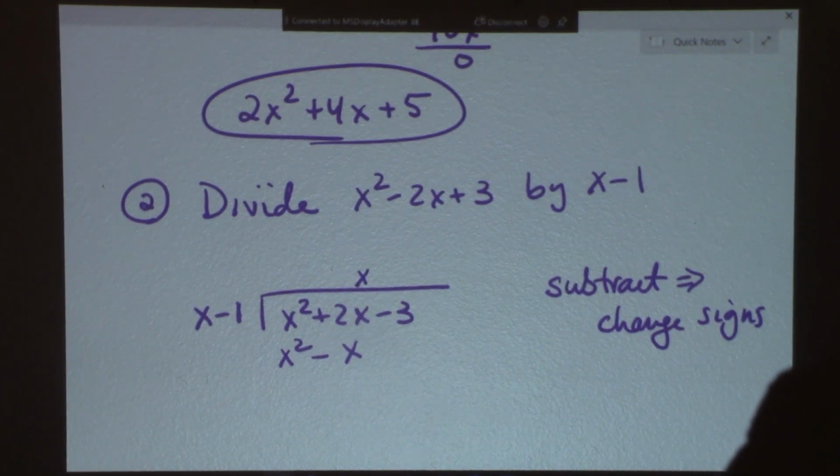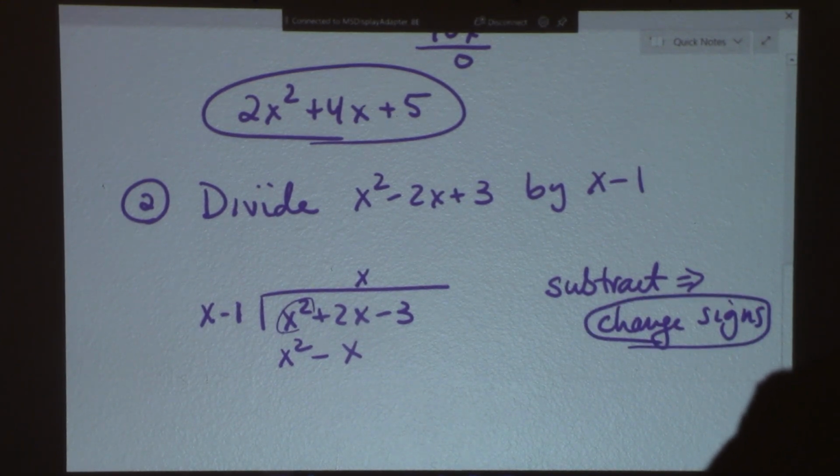So I asked myself, what do I have to multiply to have this go directly into this? But when I'm working it out, I have to consider also the x minus 1. Now, instead of subtracting this time, I'm going to change the signs. So my first term goes away, and that of course is what I want. And now I'm going to deal with the second. So 2x plus x is 3x.